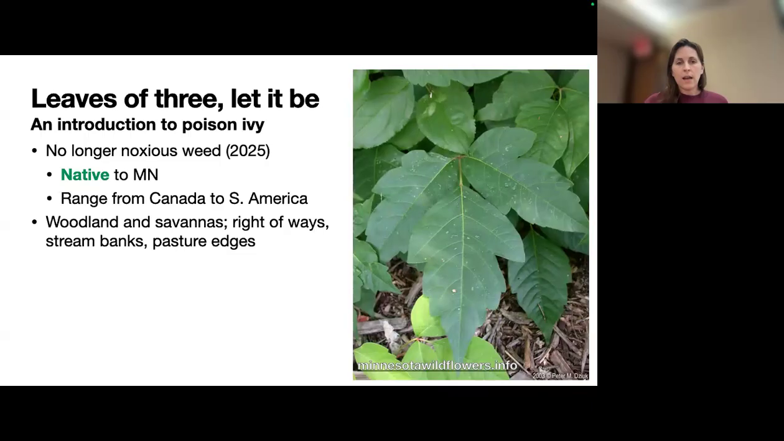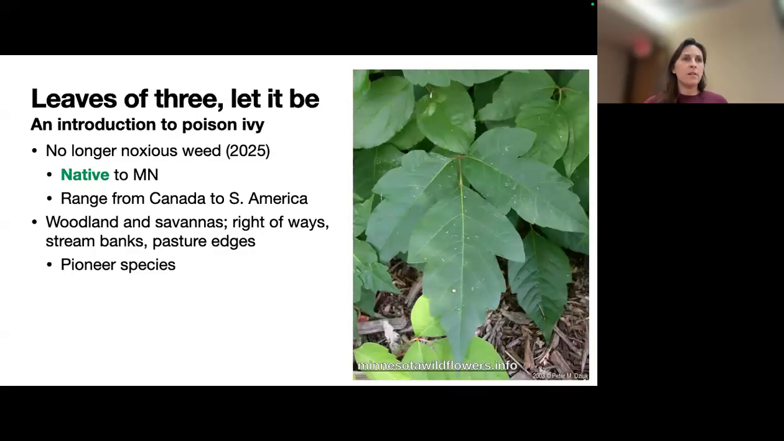Its preferred habitat is woodland areas or savannas. So savannas, you can think of that as like the transition area between the woodlands and the prairies. And so these are the places that still have trees, just maybe not as dense as the woods. Additionally, it grows really quite well in disturbed areas. And so if we think about the damage that takes place every year when we put salt on our roads and then we end up having this great kill off, right? So it grows really, really well in right-of-ways or our ditches. It also grows really well on stream banks and pasture edges.